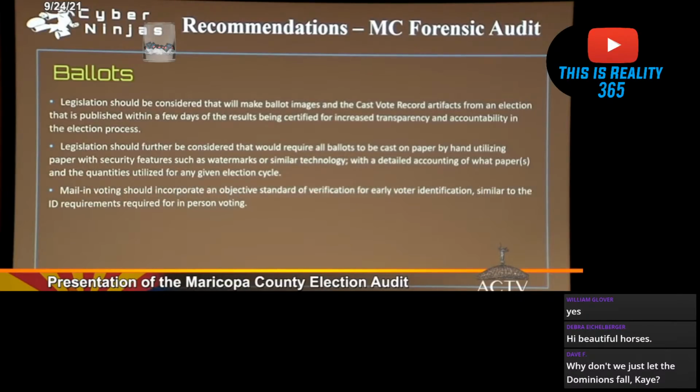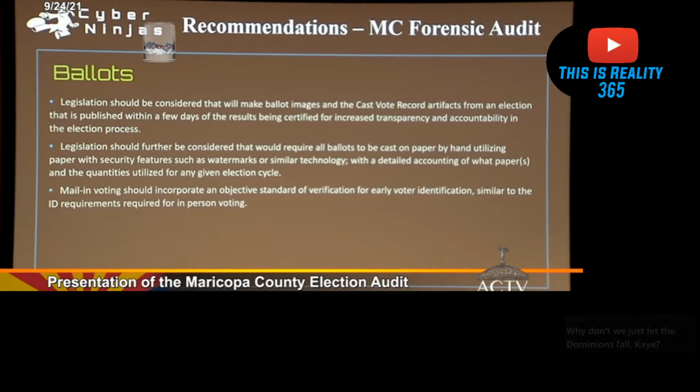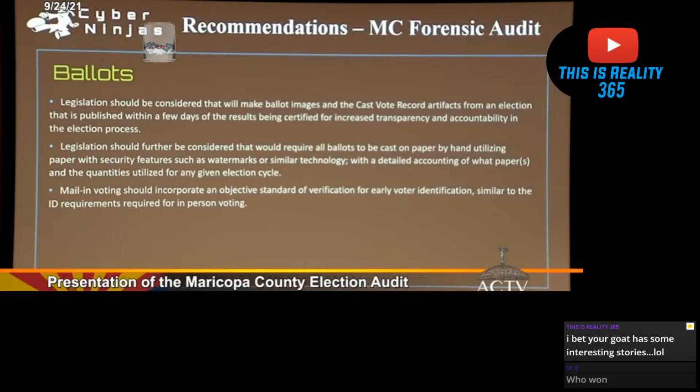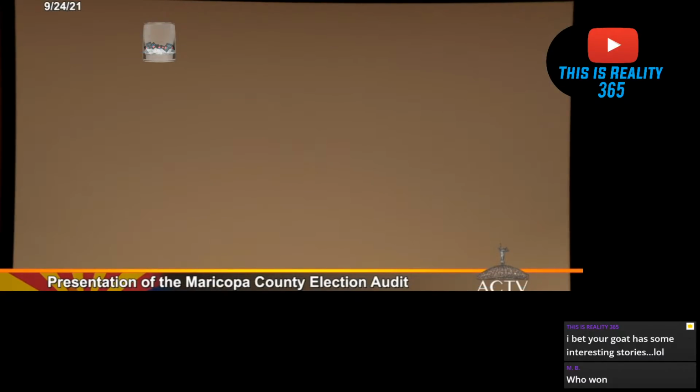Mail-in voting should incorporate an objective standard of verification for voter identification, similar to the ID requirements for in-person voting. It seems likely that mail-in voting will continue to increase. From a security standpoint, I advocate no more mail-in ballots, but that's probably not realistic. So that being the case, if it's going to continue, we need to have good identification requirements. And that is it. Thank you for your time, Madam President.